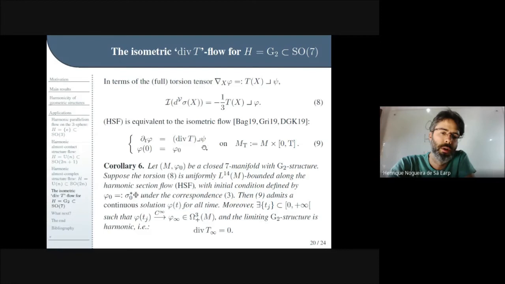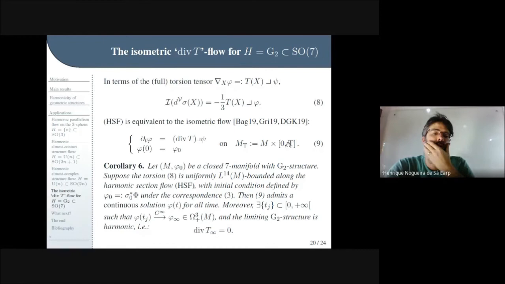Phi is a cross product, therefore it's a three-form, so this is a contraction of a vector field with its dual four-form, right? So we know a lot now thanks to these works. Bagaglini proved short time existence, and then Grigorian and DGK proved a lot of interesting analytic properties of this. They looked at the formation of singularities. This is very thorough recent work on this.